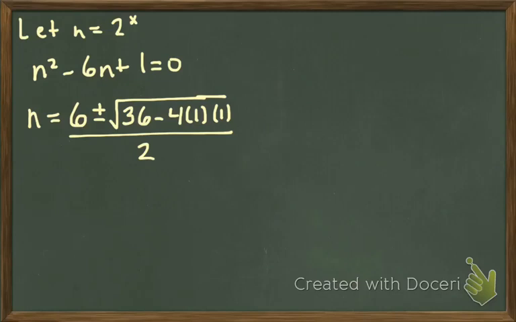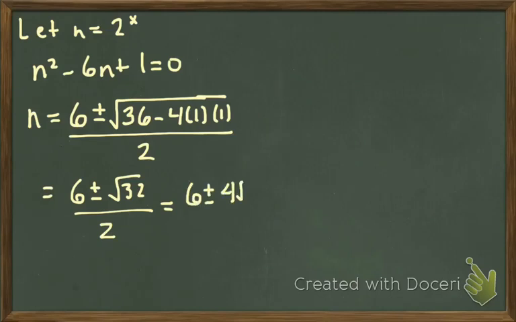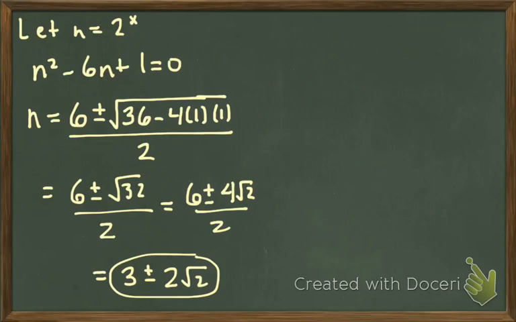Then we clean that answer up, and we get 6 plus or minus, with the 2 on the bottom, and when we multiply 4 times 1 times 1, we get 4, so that's the square root of 32, which can be simplified to 2 plus or minus 4 times the square root of 2, over 2. Then we distribute the 2 in the bottom, and we get 3 plus or minus 2 times the square root of 2. Those are our two answer candidates.